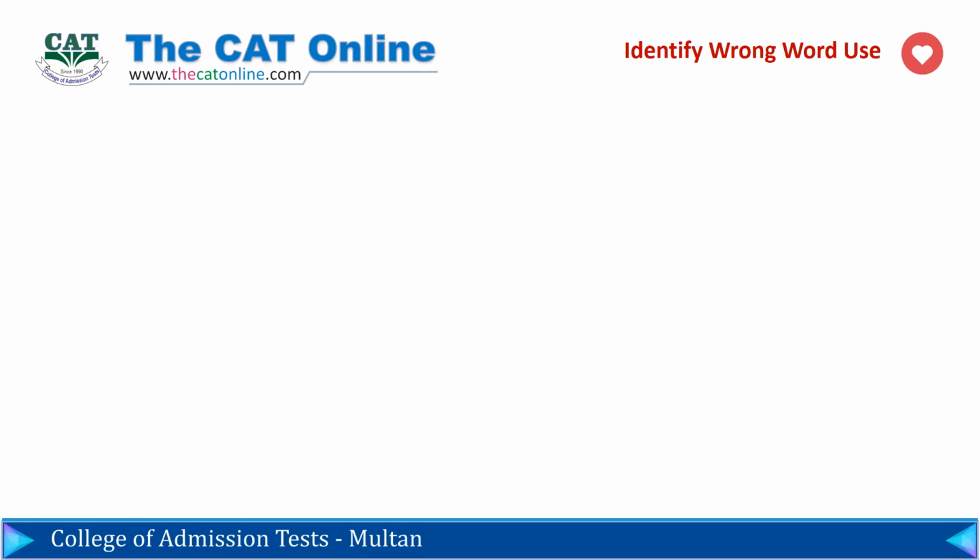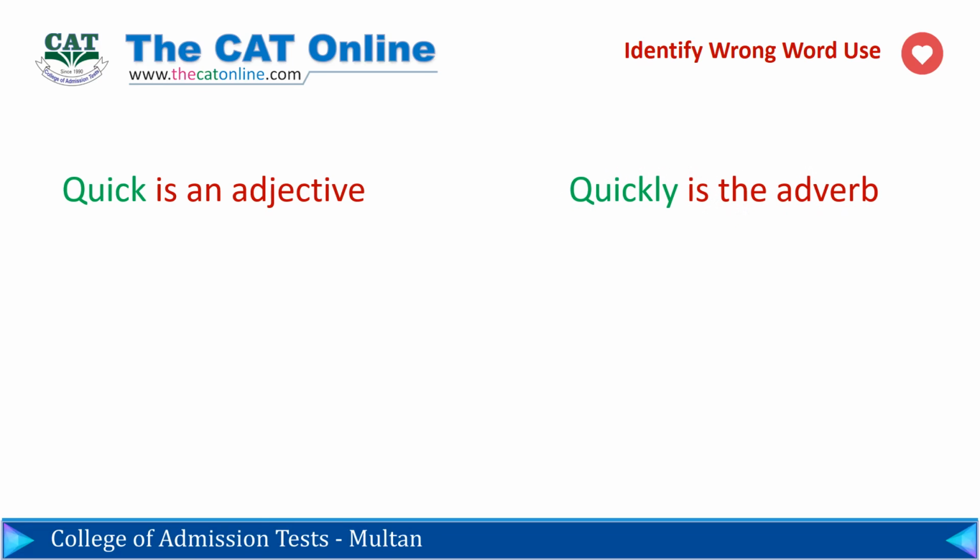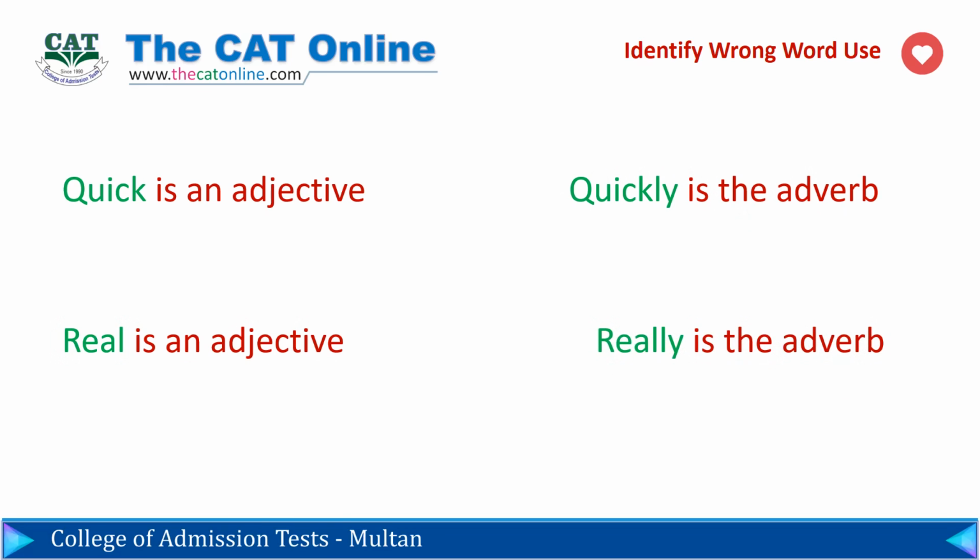Pay close attention when using adjectives and adverbs to what those words are describing. Quick is an adjective and needs to describe a noun, while quickly is the adverb form for describing verbs. Real is an adjective that needs to describe a noun, while really is the adverb that needs to describe an adjective, verb or another adverb. In your writing, be sure to look for adjectives and adverbs being used mistakenly.